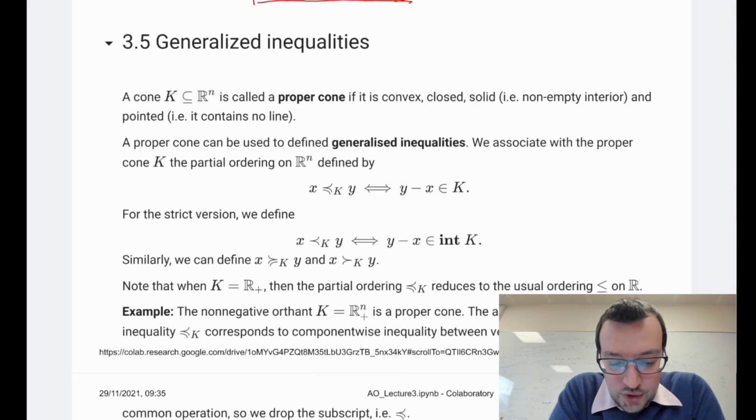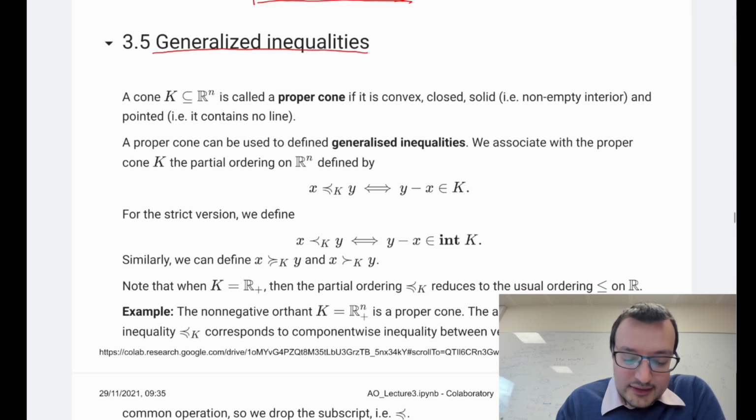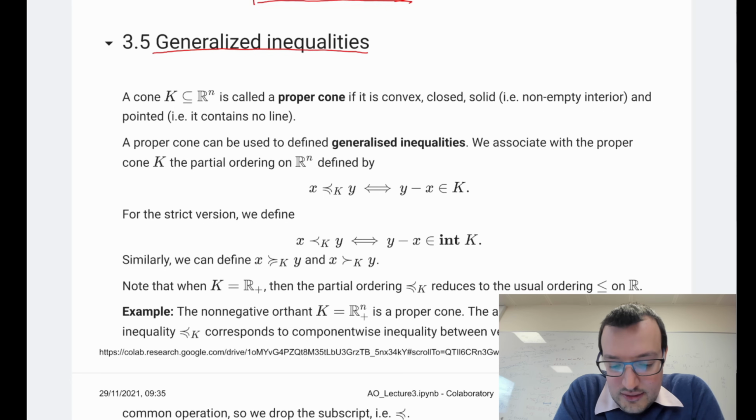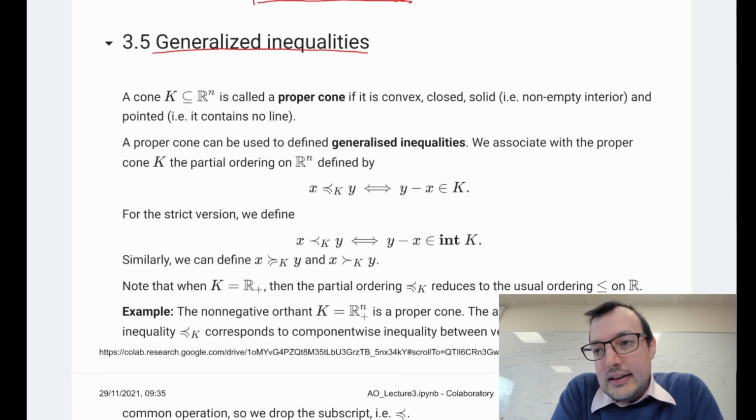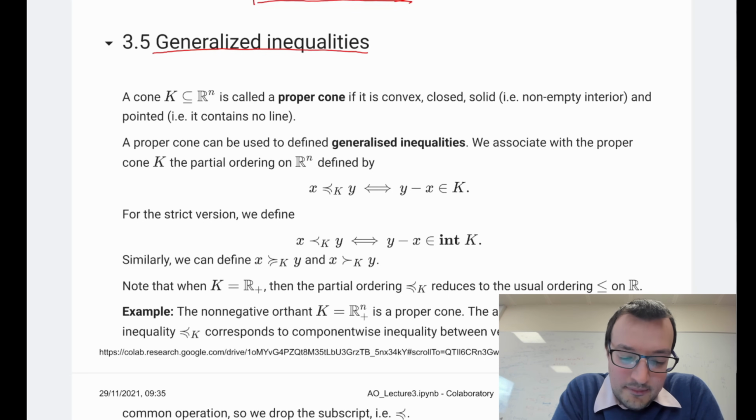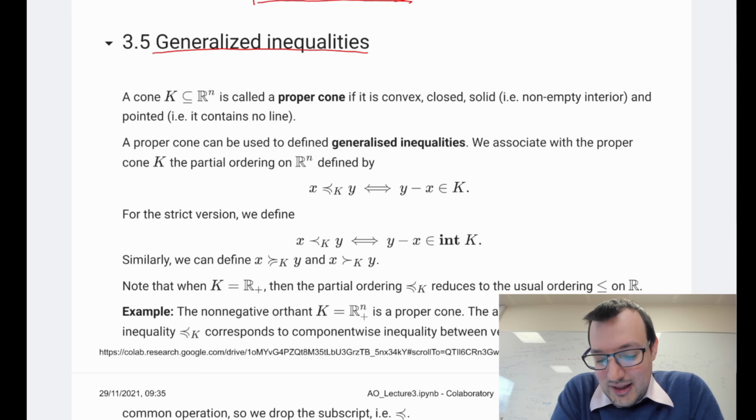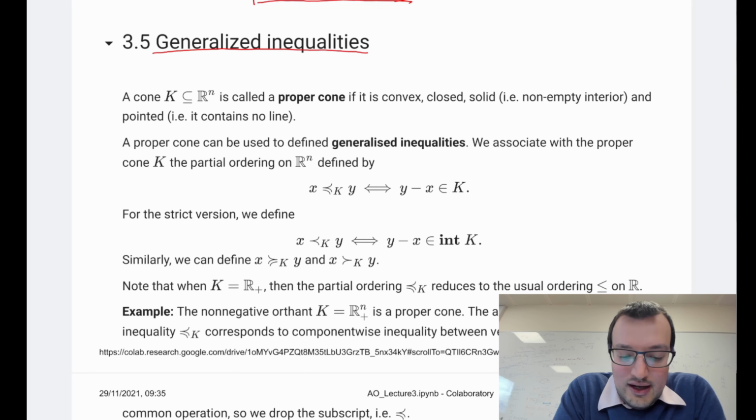Okay, the next topic that we're going to cover is that of generalized inequalities. Generalized inequalities are quite an interesting topic, and they're quite important for two reasons. One is that they allow us to formulate and then solve quite complex convex optimization problems. And also, generalized inequalities are the way to actually make sense of multi-objective optimization problems in a mathematical way, so in a proper way, essentially. So let's go and try to understand what we mean by generalized inequalities.